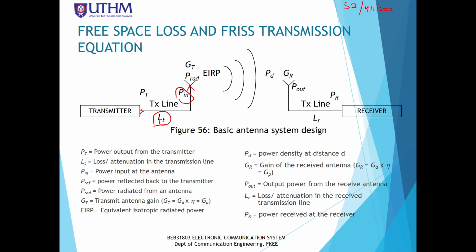P in. So kemudian antena apabila menerima signal ini, dia akan memancarkan signal ini dalam bentuk gelombang elektromagnet. The antenna will radiate the signal into an electromagnetic wave. So the power used to radiate the waves is what we call P radiation, P rad. Of course P radiation adalah lebih kecil daripada P input kerana sebahagian daripada power akan dilesapkan dalam bentuk heat pada antena. And this transmit antenna has a gain of GT. And then we have EIRP. EIRP is equivalent to power multiplied with the gain. Dalam konteks ini, EIRP adalah bersamaan dengan P input multiplied with GT.